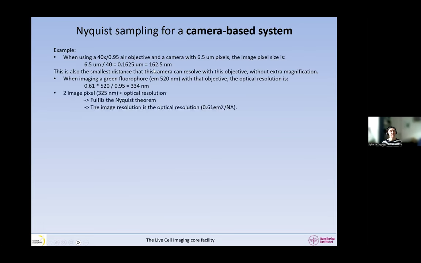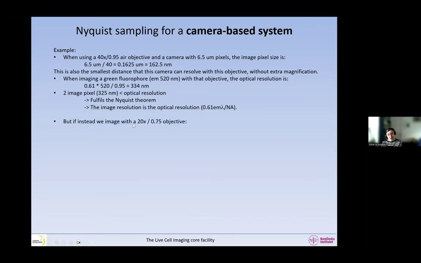And then this is our pixel size. So two image pixels, the double of this, is 325. So you can see that we can fit these two pixels inside the optical resolution, and therefore we fulfill the Nyquist theorem with this camera, this objective, and this wavelength. So the image resolution in that case is the optical resolution, okay?